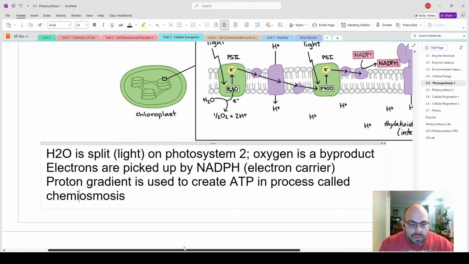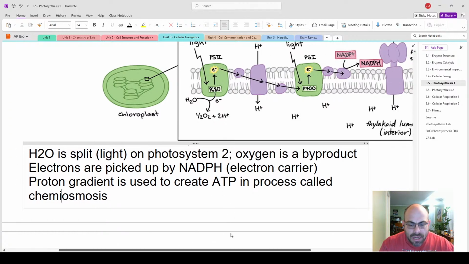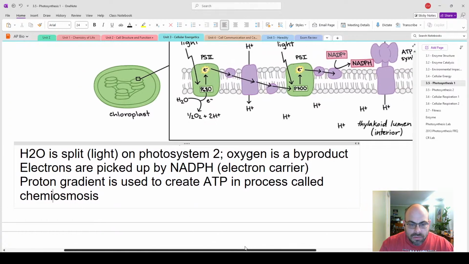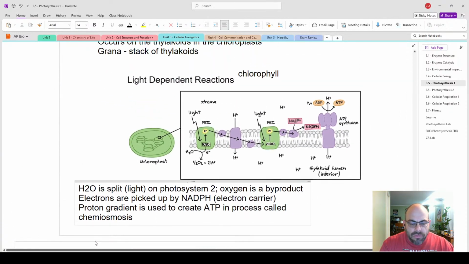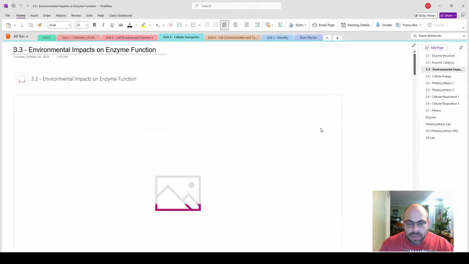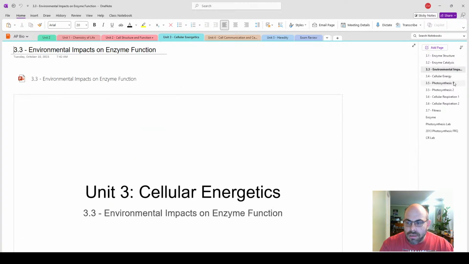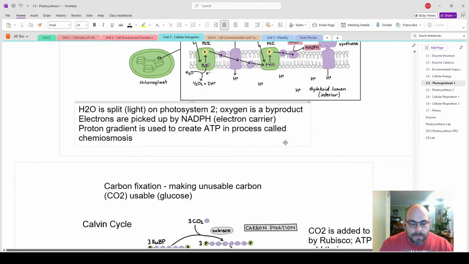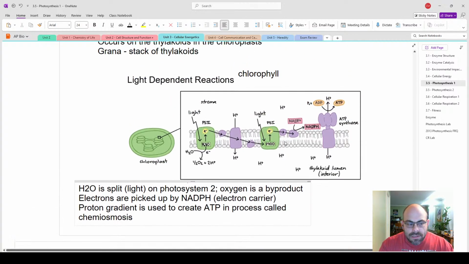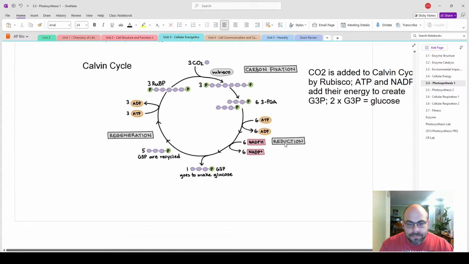I don't like that word because I think it's just weird. It's extra. But it is a word that you'll see in AP literature a lot. So make sure that you are familiar with that word. And it is literally just using that concentration gradient to make ATP. Okay. That's light dependent. Moving on.